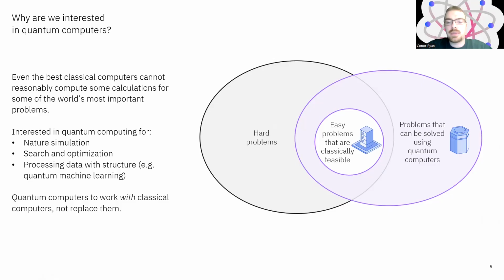So we see here from the diagram that problems that are classically feasible are a small subset. Then there are problems that can be solved using quantum computers, which contains the classical problems. And then there's a set of hard problems that exist outside what can be solved classically, but can be solved using a quantum computer.